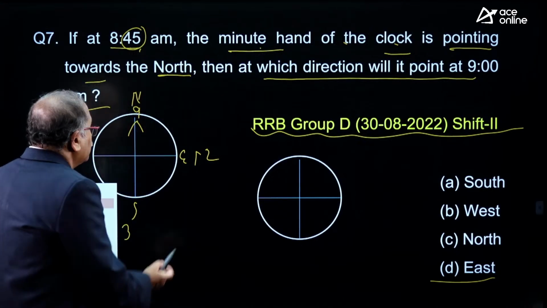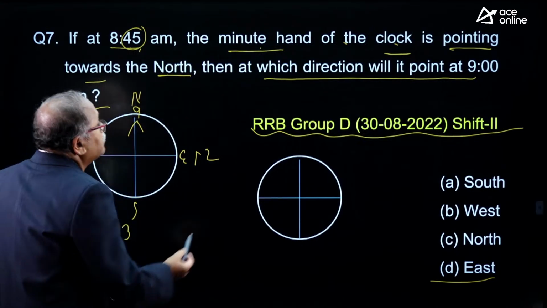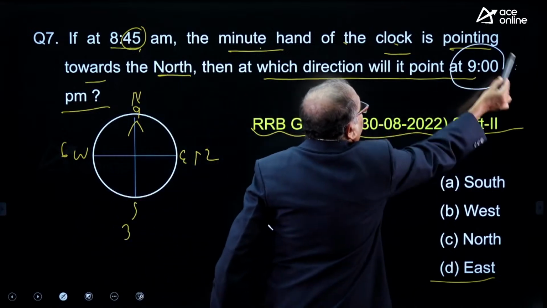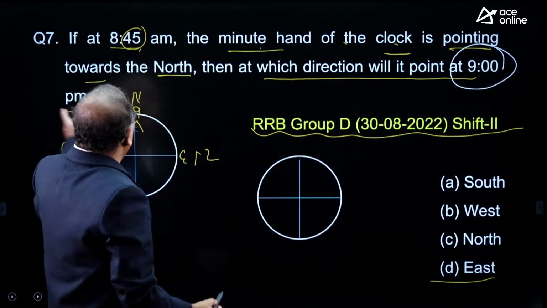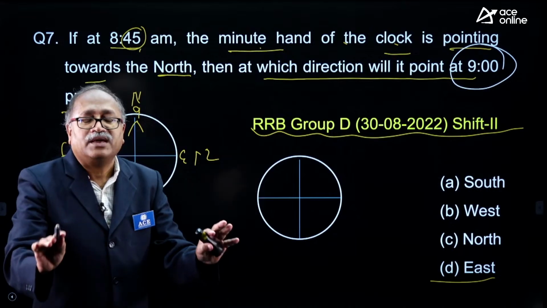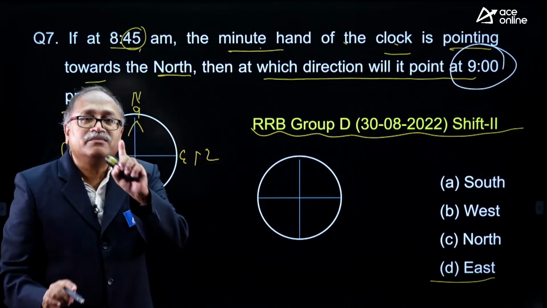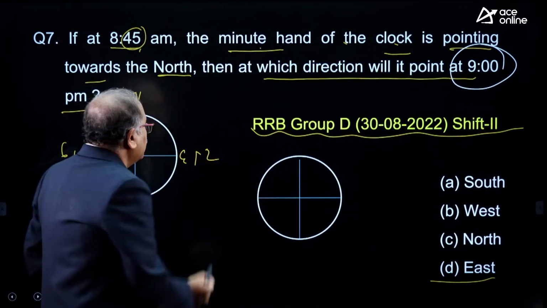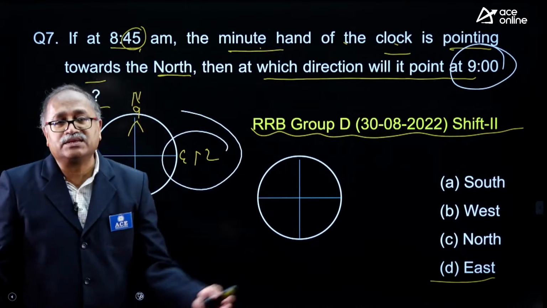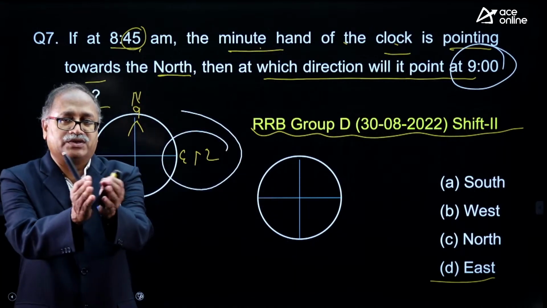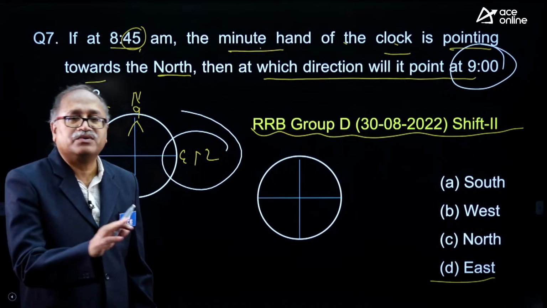The option D. So you know that when the time is 9 a.m. or 9 p.m., exactly 9 o'clock, the minute hand will be on 12. So minute hand on 12 means in this case it is east. Well understood. So please practice some of the questions like this.